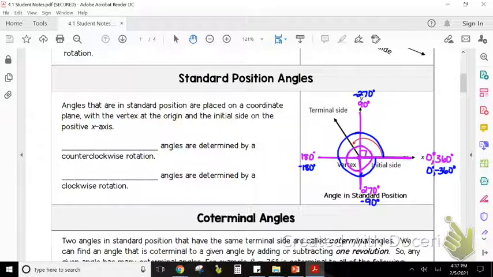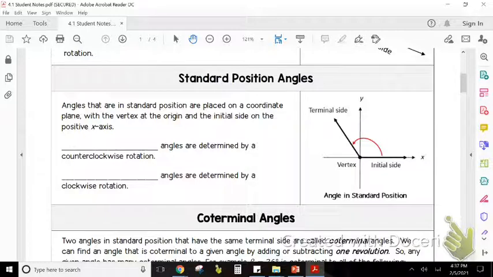So the distance is the same. If we look at, let me pull up an eraser here so I can get rid of some of these lines and stuff I have drawn here. Okay, so if you look at the distance between these two angles and these two angles, they're both 90 degrees. Just one of them's positive because we went counterclockwise, and the other one is negative because we went clockwise.